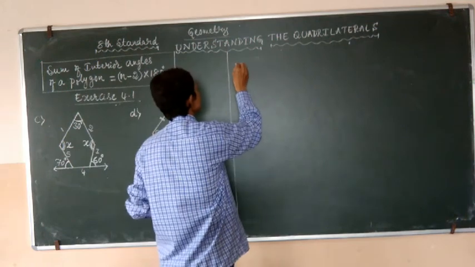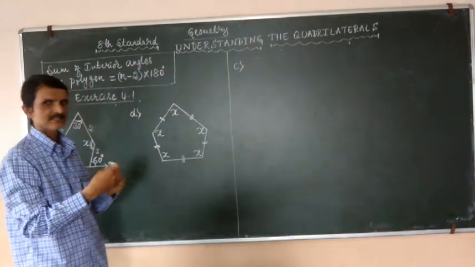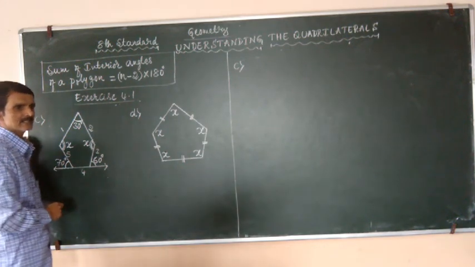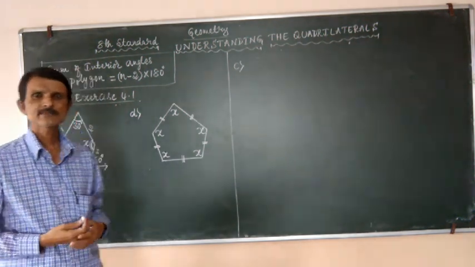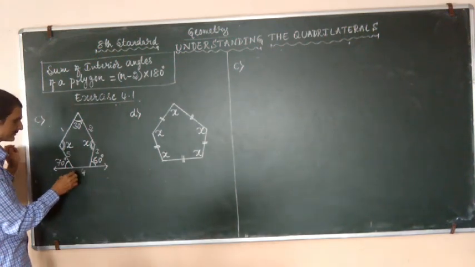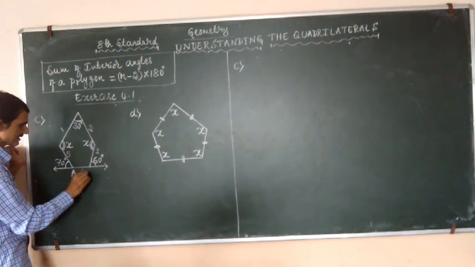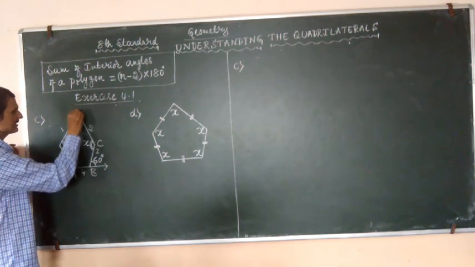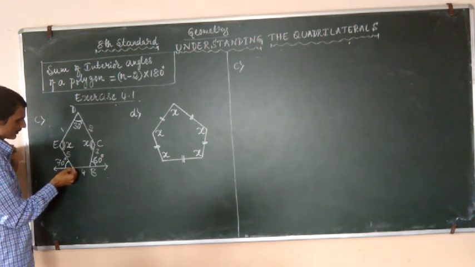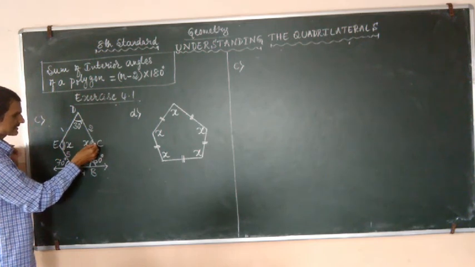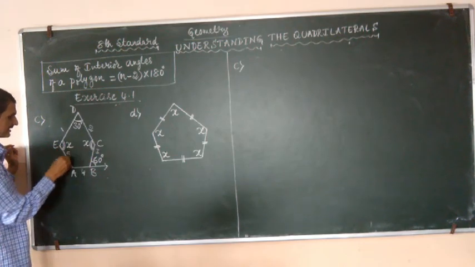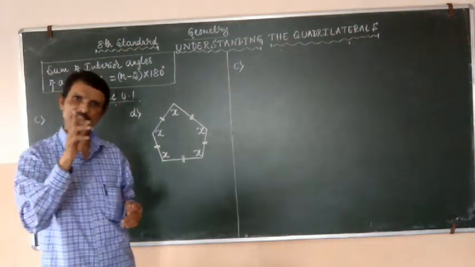For diagram C, let us name the pentagon. It will become very easy if we name the angles of the given plane figure. So I will name this A, B, C, D, E. Therefore, polygon A, B, C, D, E is a pentagon.